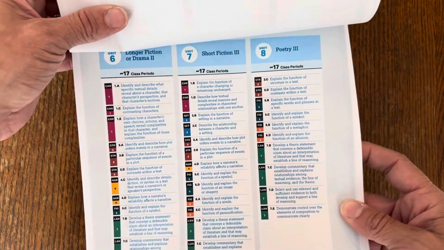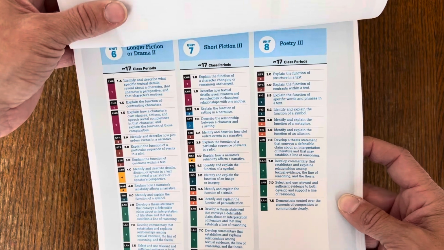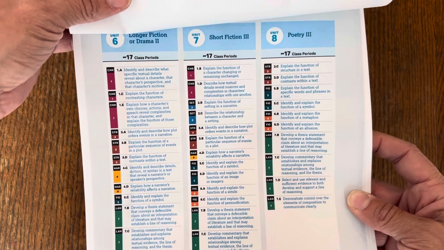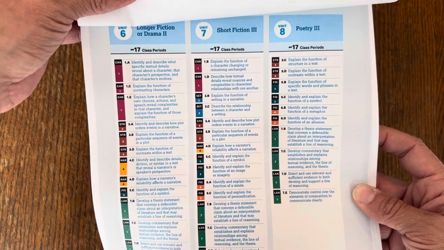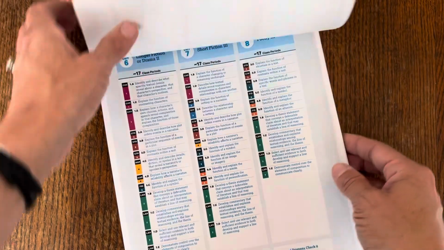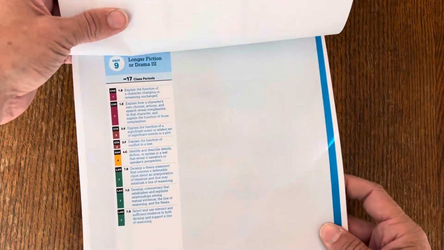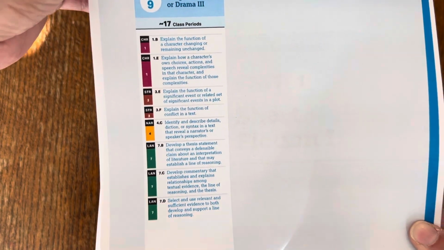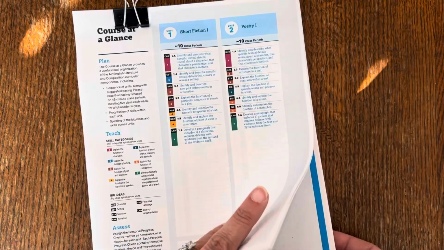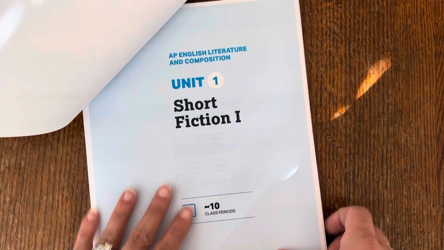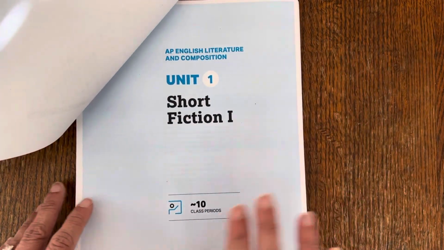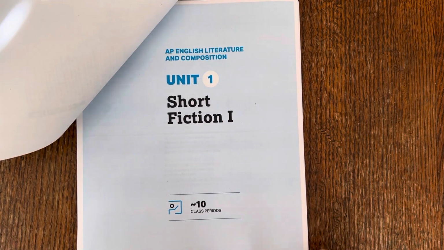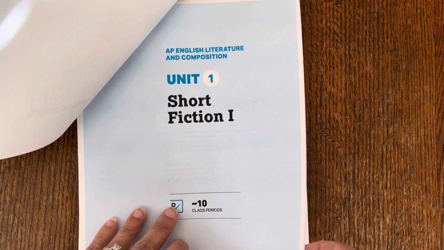And then you can see again, unit 6, longer fiction or drama 2, short fiction 3, and poetry 3. And I think that's all of the units. So, we have one more unit, which is longer fiction or drama 3. You can see, and this guide is available on the College Board website under the course audit for AP English literature. So if you want to see that, head over there. I might eventually come back and link it.